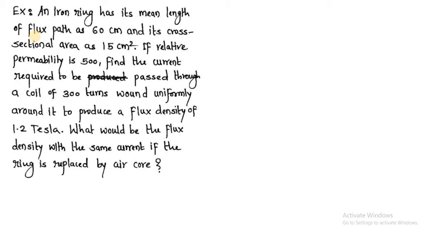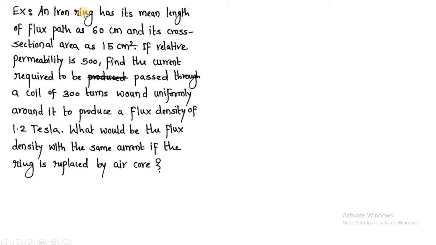Okay. So this numerical has two different parts. In the first part, we are supposed to find the current required to be passed through the coil, which has 300 turns wound uniformly, and this current is used to produce a flux density of 1.2 Tesla. That is the first part of the numerical. The second part is, what would be the flux density if the same current passes through the ring when the ring is replaced by air core? Meaning in the first part, the ring is made of iron.